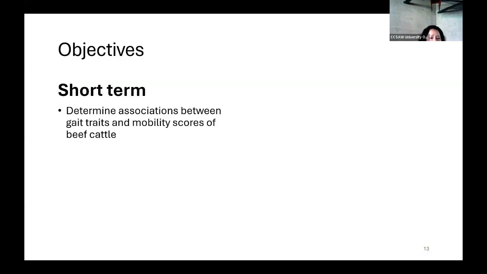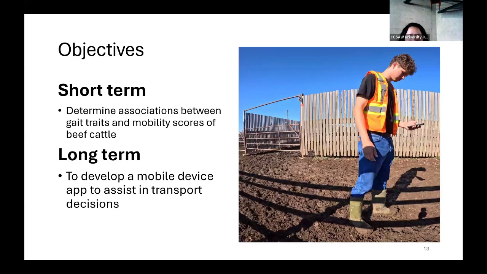So the short-term study objective, and that's what I'm going to focus on in this presentation, is to determine associations between the gait traits and the mobility scores of animals. The ultimate goal is to develop a mobile device app that will help us identify lameness and assist in transport decisions. But in order to build this app, we have to tell the computer what to measure and how to measure it.